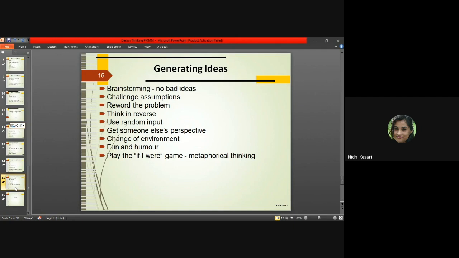Fun and humor. Try to add fun and humor. At times, adding fun and humor may make you creative enough to solve a problem. And the last is play "what if I were" game. This is for metaphorical thinking. So try to play a game. If I am the prime minister, what will I do? Some kind of random input will come, and that may give you a hint.